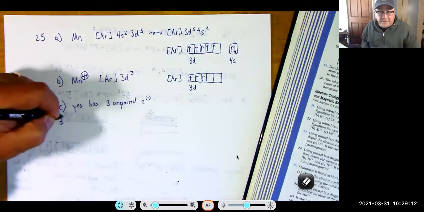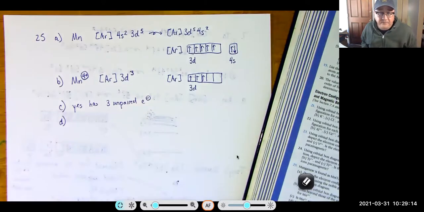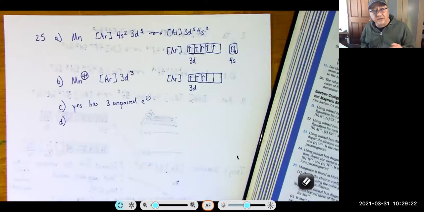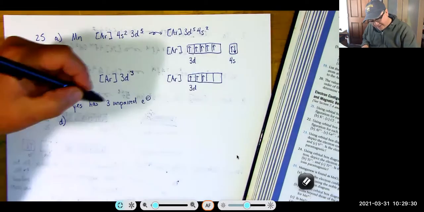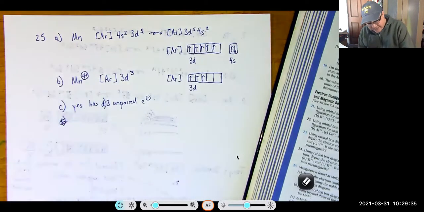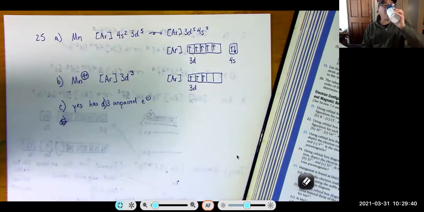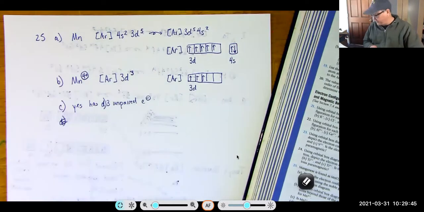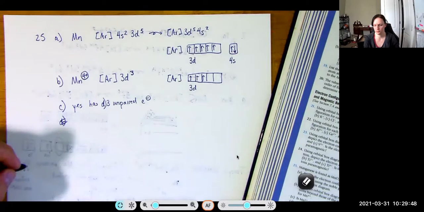Now, why don't I worry about argon? How many unpaired electrons are in argon? None, because every subshell is full. Okay, D. How many unpaired electrons does, oh, I answered D already. There it is. So I used D as my explanation for C rather than just saying yes. Okay. So that's how you do that one. I'm not sure why I was confused on that one.